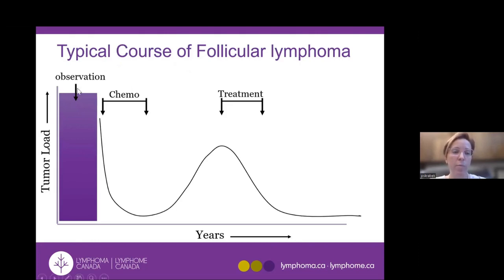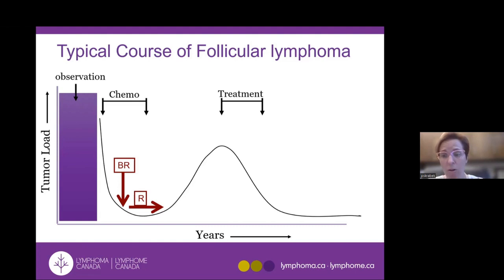So when we look at a typical course of follicular lymphoma, you can see from this graph, that many patients are observed initially. They're observed until their tumor load increases to a certain point, such that treatment needs to be initiated. Usually that treatment is time limited. Most commonly in Canada, it's with a combination called bendamustine rituximab that's given over 6 months. I'll talk more about that later. Often patients have a period of maintenance rituximab thereafter, and then they remain in a remission.